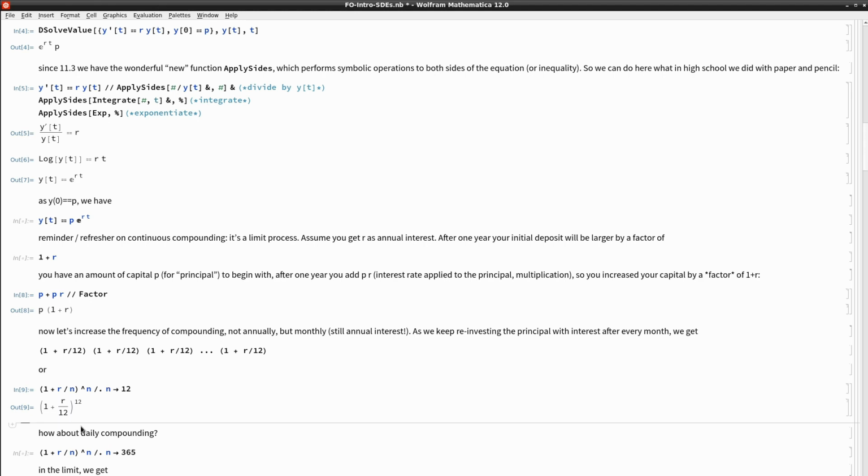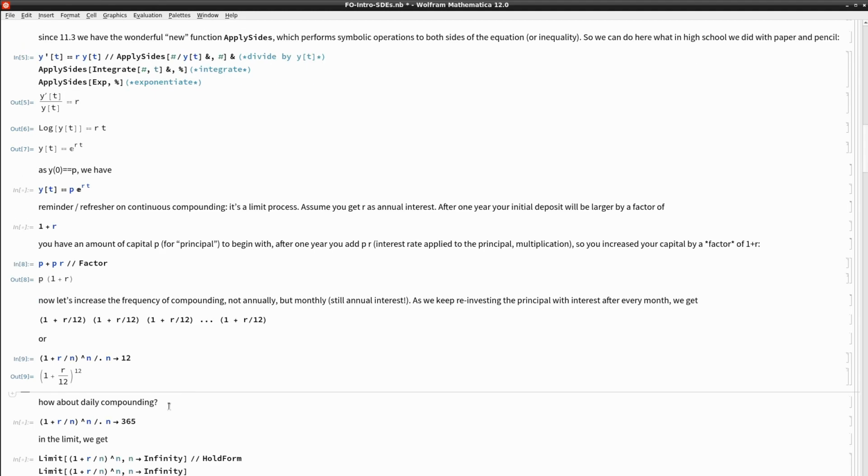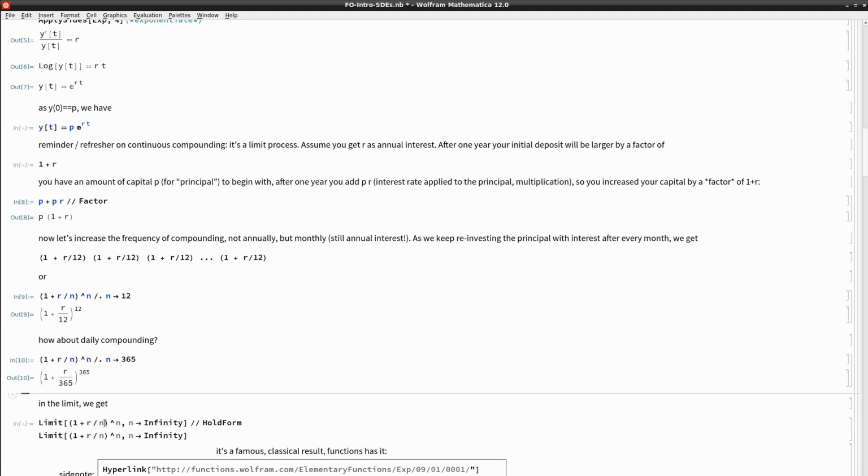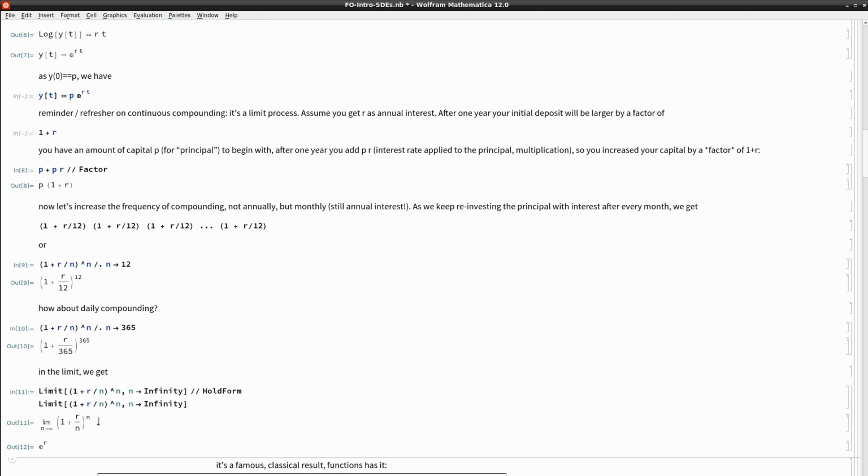Well, if we can do it monthly, how about we do it daily? So it's the same formula, but we move n to 365. And if we take this to the limit, then we're getting this limit process here where n goes to infinity, and we can see this is simply e raised to the power of r. So e raised to the interest rate.